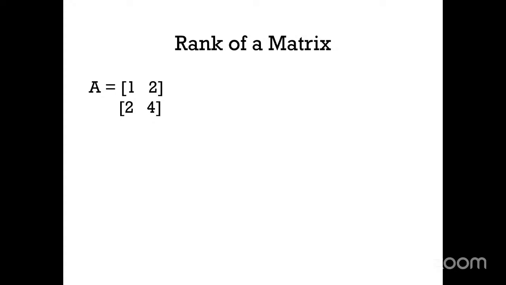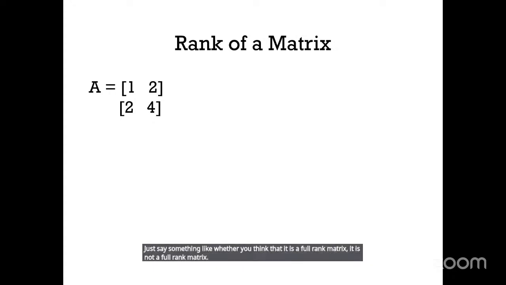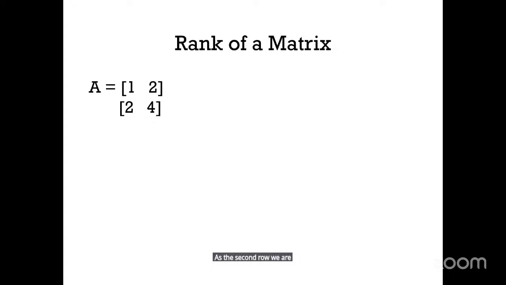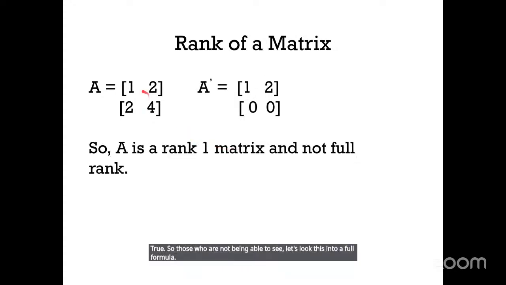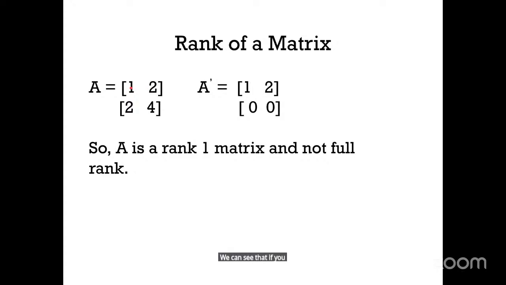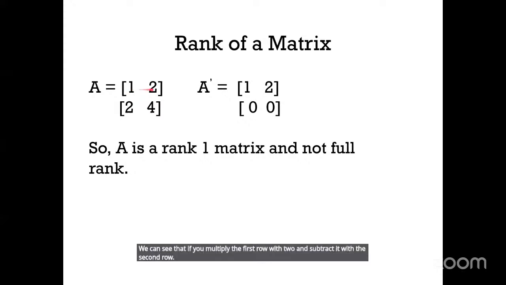Just say whether you think it is a full rank matrix or not. As the second row we are getting is 0 0, it is not. True. So for those who have not been able to see, let's look at this in full. If you multiply the first row by 2 and subtract it from the second row, this will become 2 and this will become 4. And if you subtract from the second row, both will become 0 0. And A prime will be 1, 2 and 0 0.